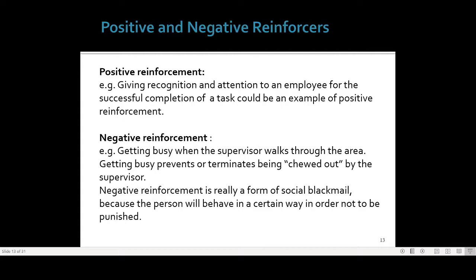Negative reinforcement is, let's say, getting busy when the supervisor walks through the area. You want to prevent termination. Let's say the supervisor doesn't like you, and you just show that you're busy when the supervisor walks through. Not that you really want to work, but to prevent termination. So negative reinforcement is really a form of social blackmail, because the person will behave in a certain way in order not to be punished. So you're going to avoid that. But it's strengthened every time the supervisor walks in, you're going to show this behavior. So it's strengthening that behavior. That's called negative reinforcement.